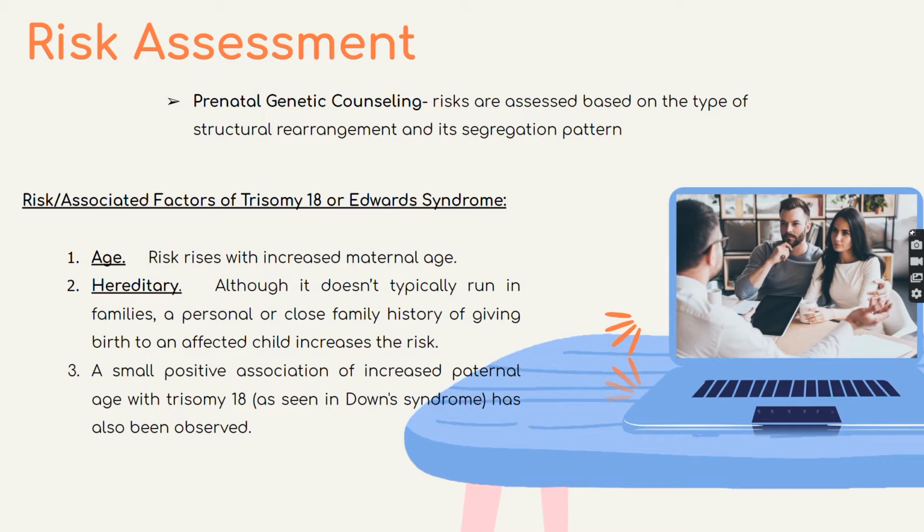Risks or associated factors of trisomy 18 or Edwards syndrome include age and hereditary. The risk rises with increased maternal age. In hereditary, a personal or close family history of giving birth to an affected child also increases the risk. A small positive association of increased paternal age with trisomy 18, as seen in Down syndrome, has also been observed.